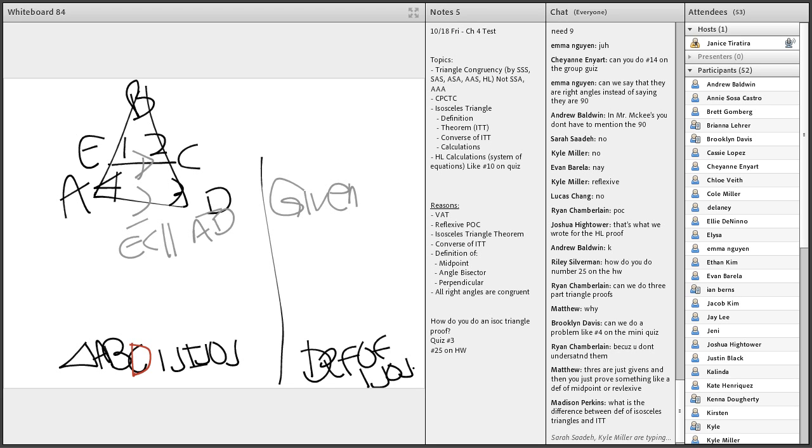I gotta give you one more piece of information. I'm gonna say angle 1 is congruent to angle 2. So EBC is isosceles eventually, okay?